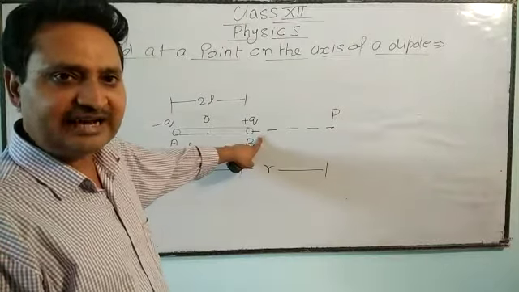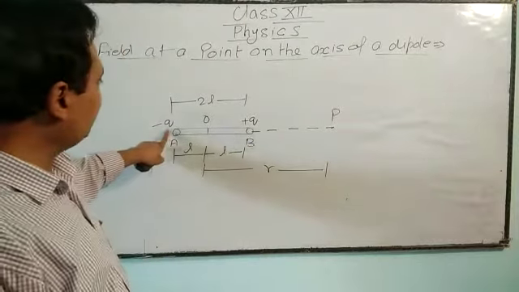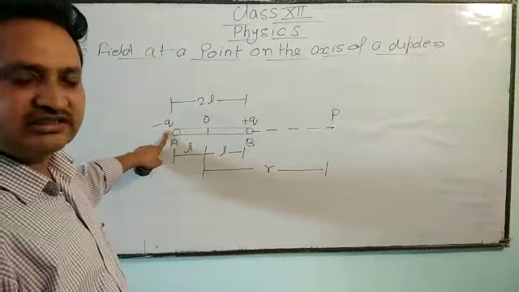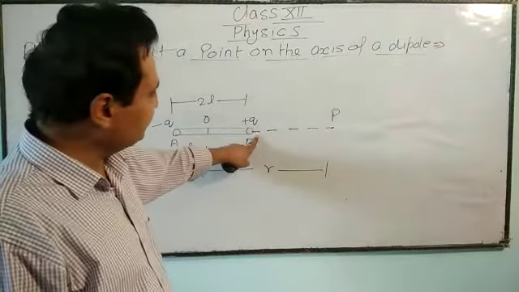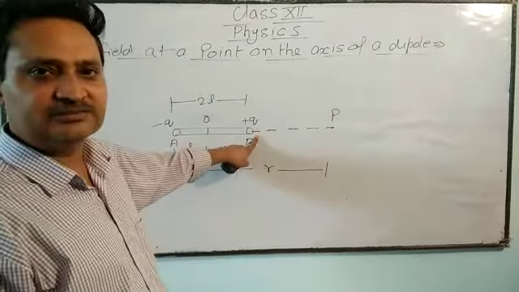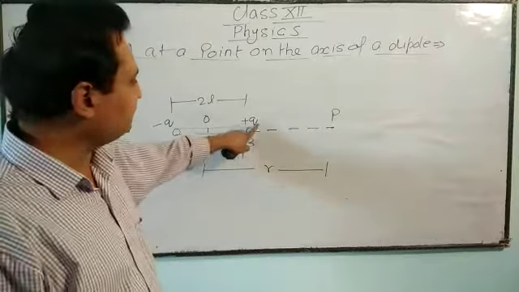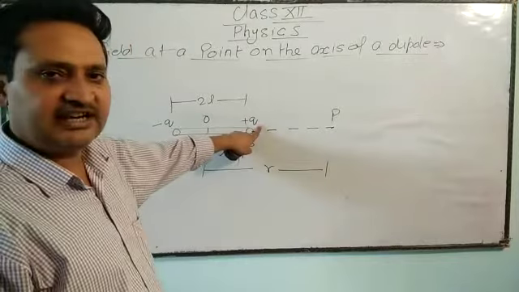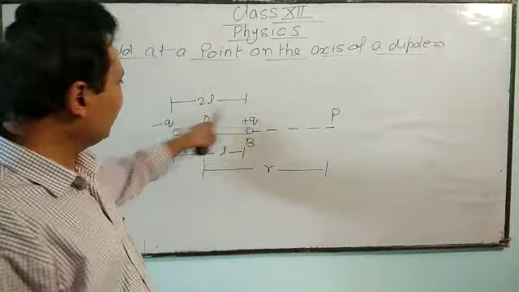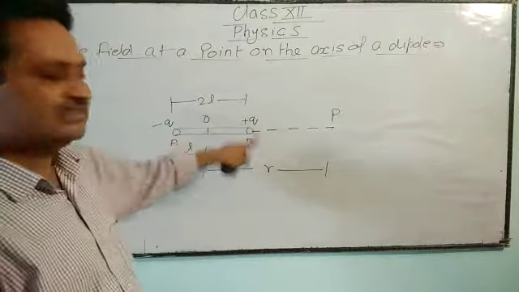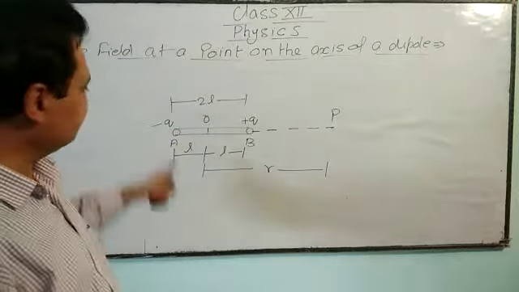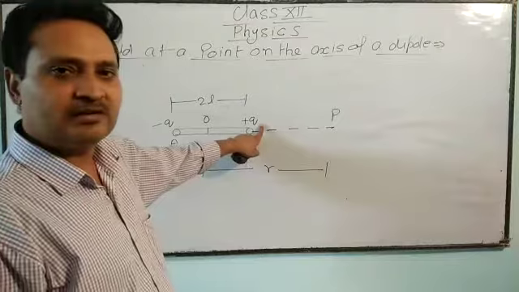Due to this dipole, dipole means two poles. One end has the negative charge and the other end has the positive Q charge. The magnitude of the charge at the ends A and B is the same, Q and Q. Only the sign is opposite: first is the negative and the other is the positive charge.